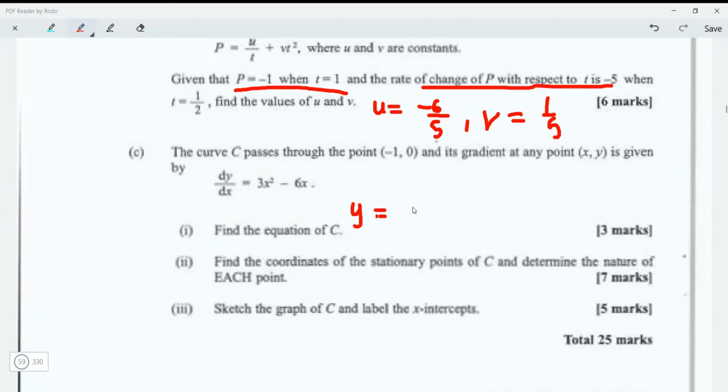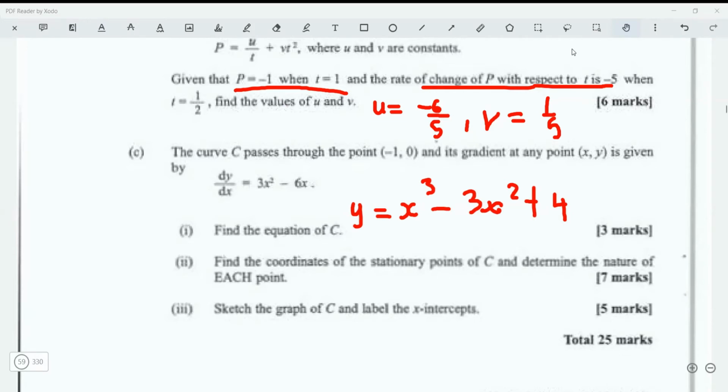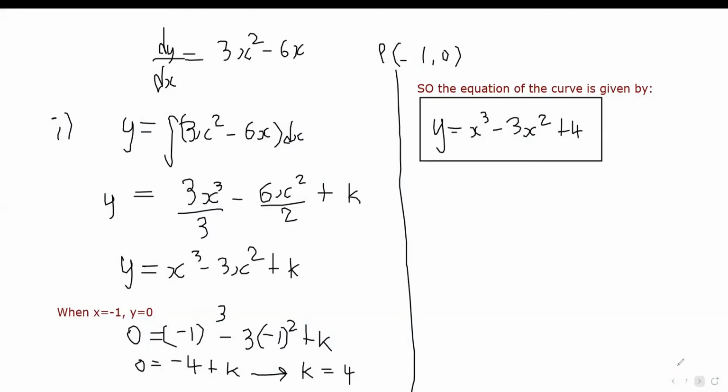y is equal to x cubed minus 3x squared plus 4. There's absolutely nothing to this question. Now it says, find the coordinates of the stationary points and determine the nature of each. To do so, we have to go back to dy by dx. Always write this down: at a stationary point, dy by dx equals 0.